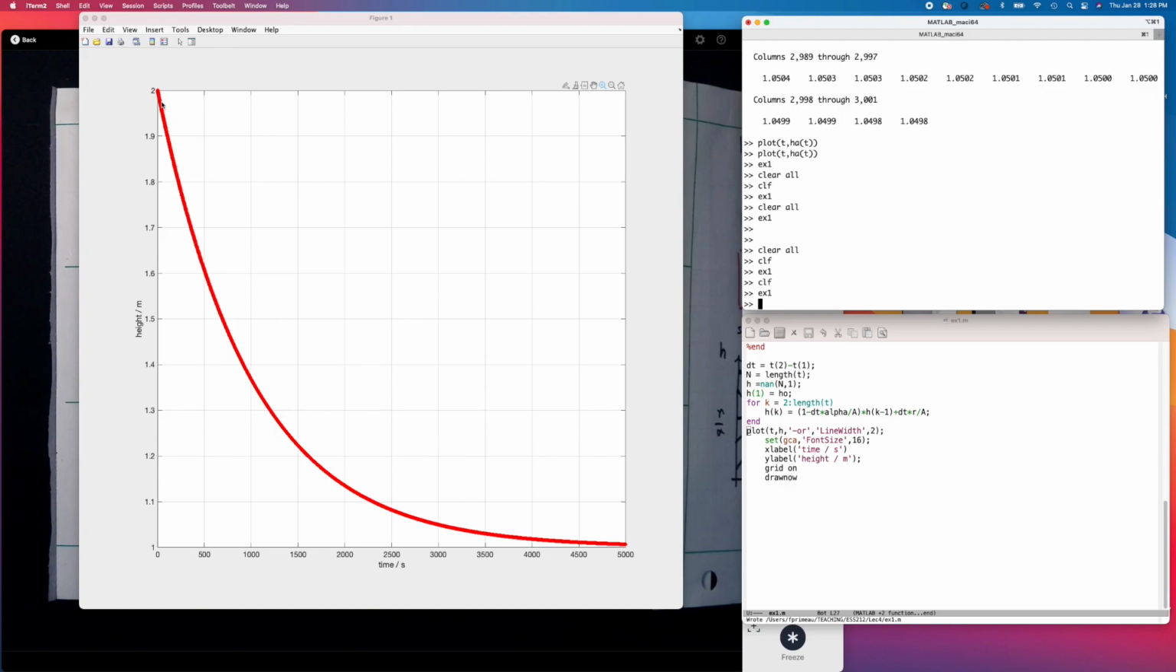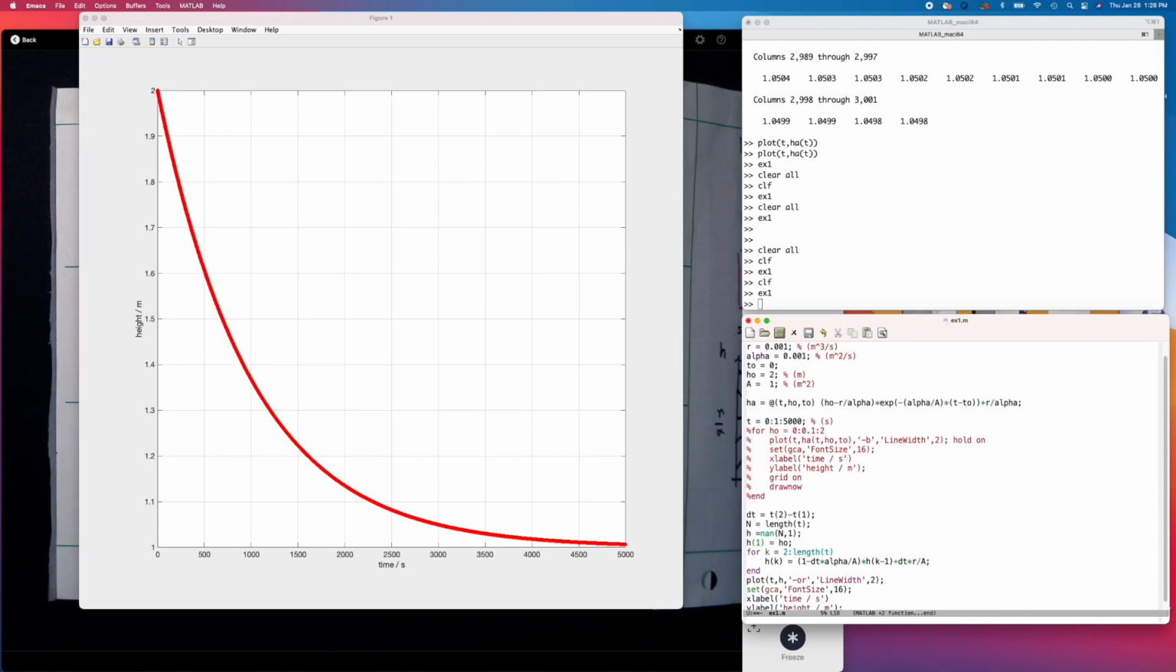Right, so it starts at 2 and then decays until we reach close to 1 after 5,000 time steps. That was for h naught equal to 2 as the initial condition. Let's do the same thing as what we did for the analytical solution. We'll solve the time stepping solution for a whole sequence of h naught values, from 0 by 0.1 up to 2.